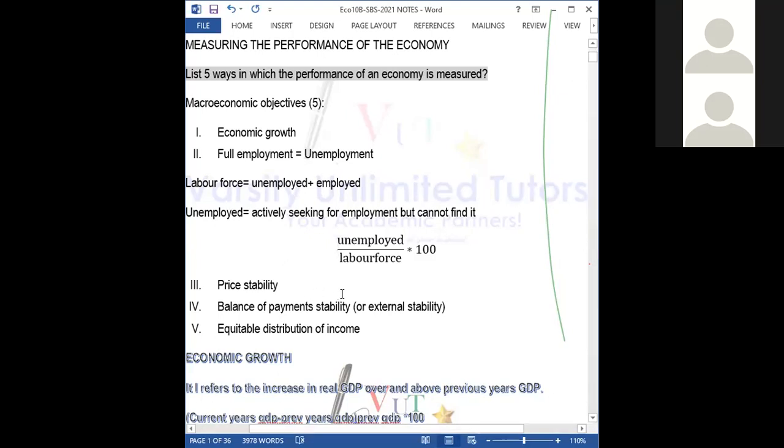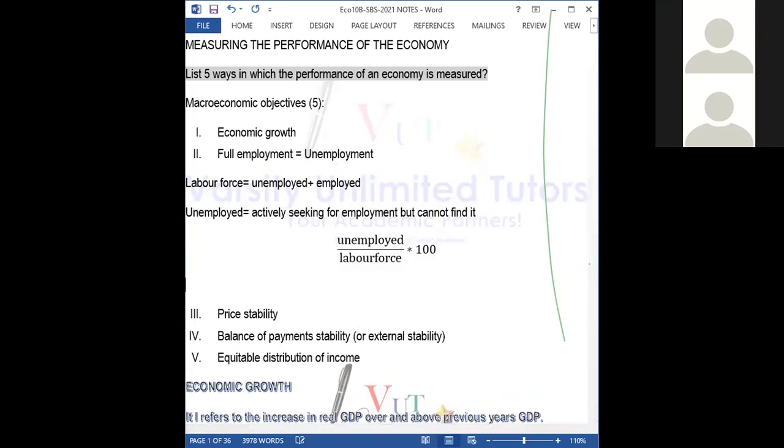But there's the other method of calculating unemployment, which is referred to as the expanded definition. Just for interest's sake, let me talk about it, but we are not really interested in it. The expanded definition basically looks at those that are of a working age or of a working population, that is the age group between 15 and the retirement age, maybe 64 years.